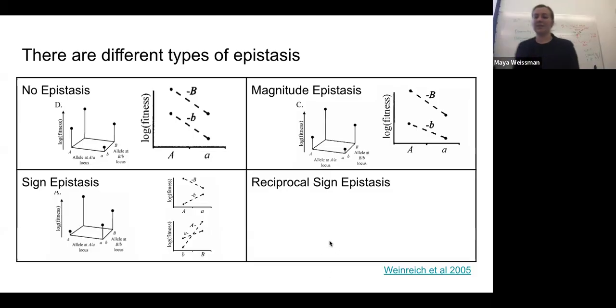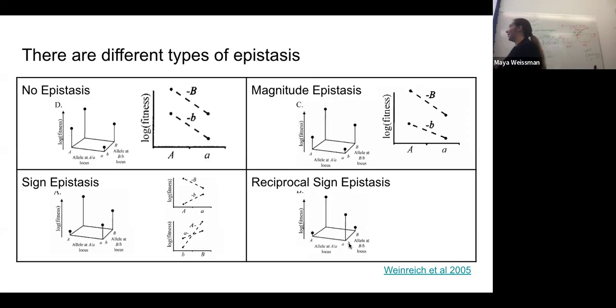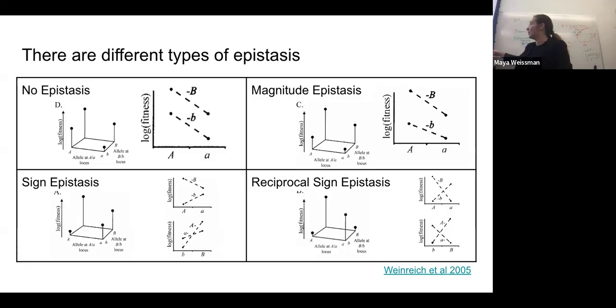Reciprocal sign epistasis refers to when either way you plot this, the slopes are changing. So in this case, both variants have a different sign when you encounter them alone versus when you encounter them together. So when you plot them, they'll look something like this, where A is deleterious alone, but beneficial together, and B is deleterious alone, but beneficial together as well.